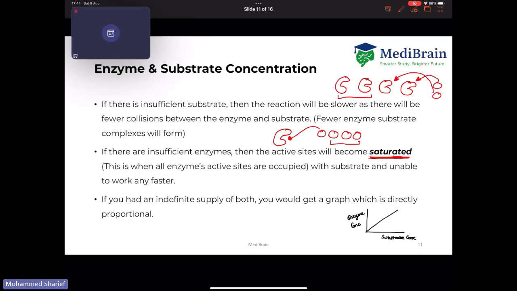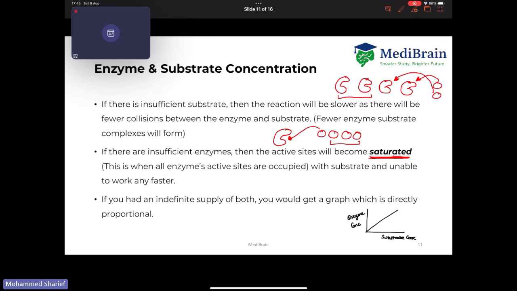So enzyme and substrate concentration. Again, fairly easy, not that much thinking. You just need to know that it exists. That's the part where people go wrong with these sorts of questions. Don't forget about these sort of easy points. You've got temperature, you've got pH, you've got enzyme concentration, substrate concentration, and then you have inhibitors.